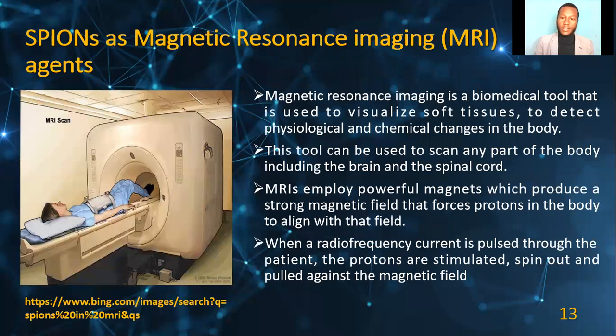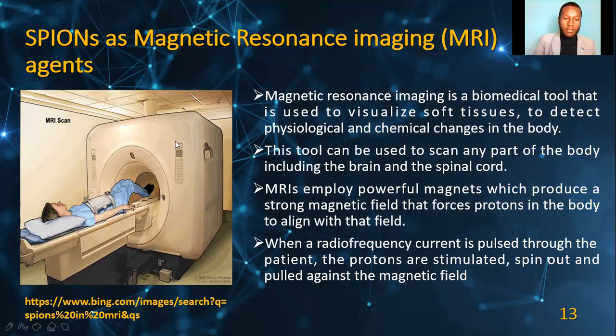SPION as magnetic resonance imaging agent. Magnetic resonance imaging is a biomedical tool that is used to visualize soft tissues to detect physiological and chemical changes in the body. This tool can be used to scan any part of the body, including the brain and the spinal cord. I'm sure most people are familiar with this machine.